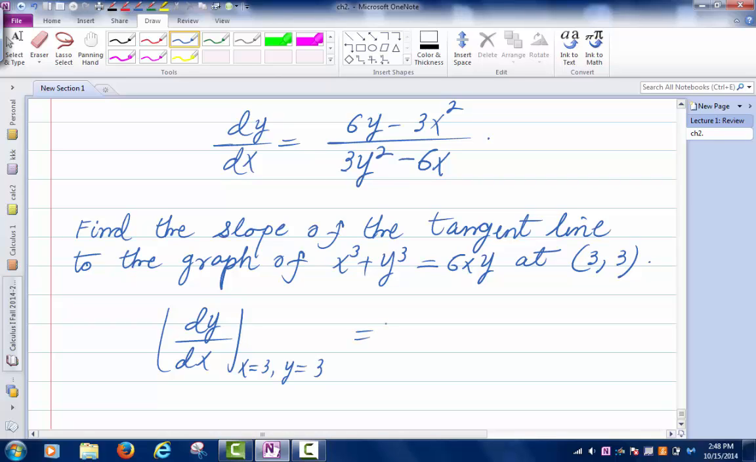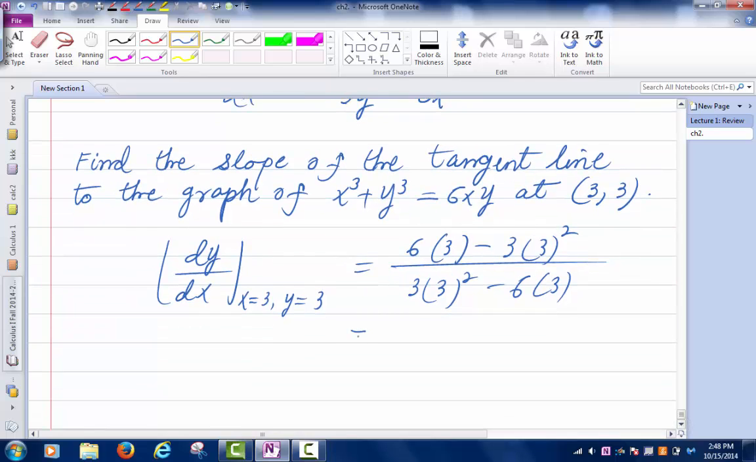So basically, you have the derivative formula. You just plug in 3, 3. What do I get? 6 times 3 minus 3 times 3 squared over 3 times 3 squared minus 6 times 3. And what is that? It is -1 really, right? Because the numerator and the denominator are negatives of each other. So I get the slope being -1. Is everybody okay with that?